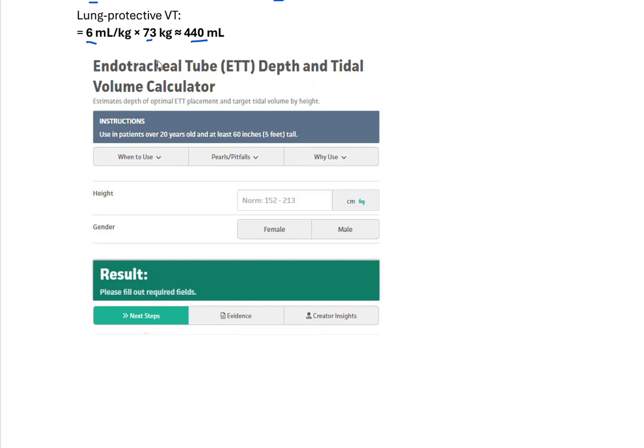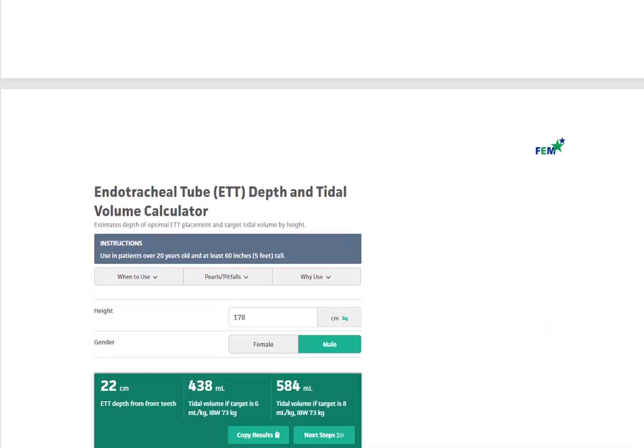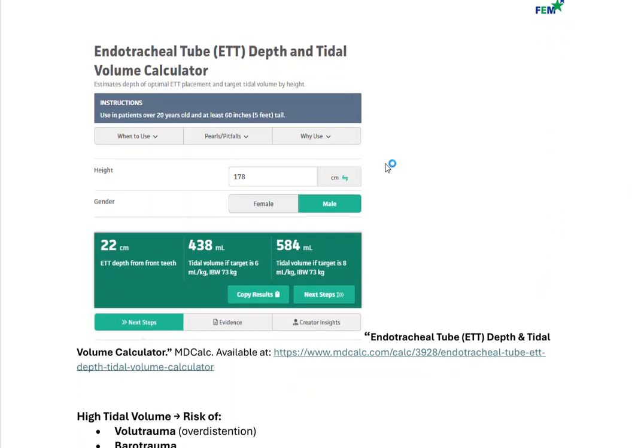So if you go to MDCalc and you type in endotracheal tube depth and tidal volume calculator, and you put in the height of the patient in centimeters and you put in the gender, then it's going to give you those values. I love it. It makes life very easy. I don't have to go through those calculations.